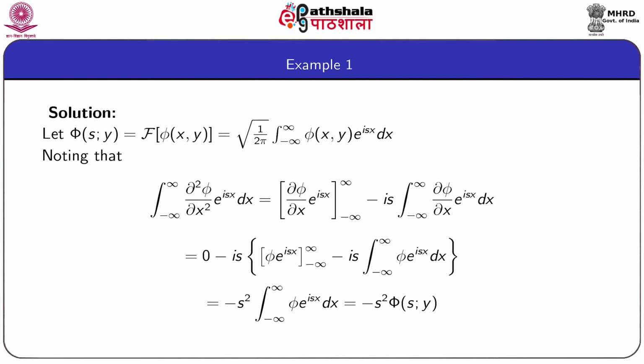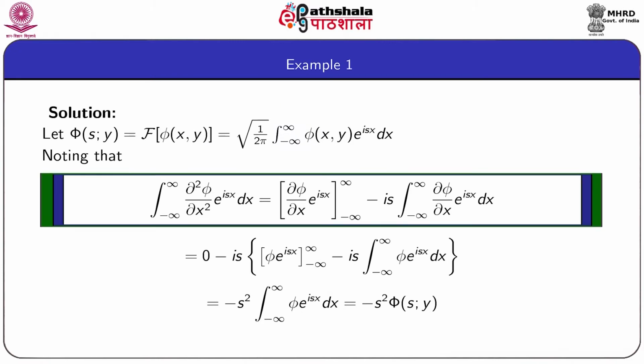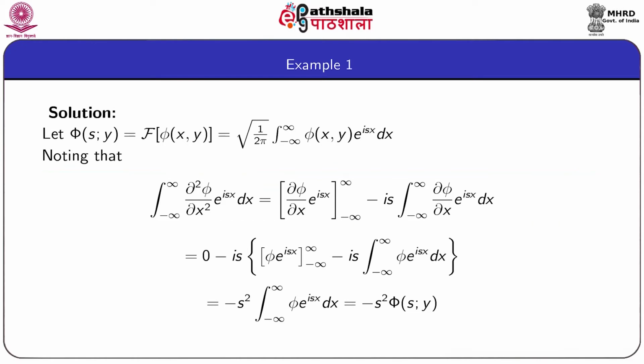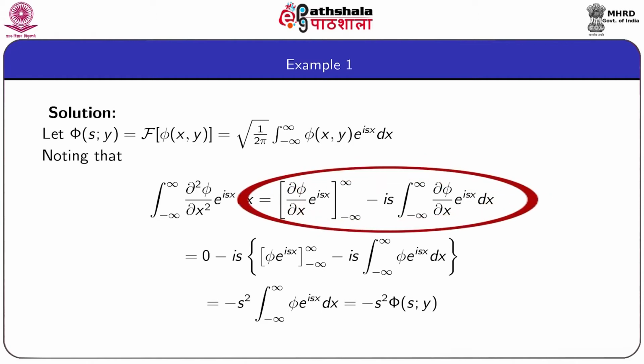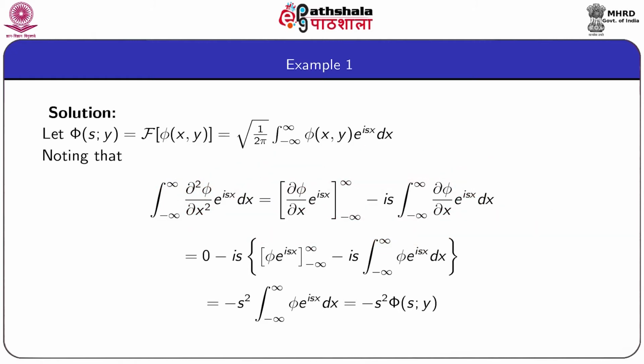Here we note that the integral from minus infinity to plus infinity of ∂²φ/∂x² e^{isx} can be simplified. First we integrate by parts so that we get ∂φ/∂x e^{isx} from minus infinity to plus infinity minus is integral from minus infinity to plus infinity ∂φ/∂x e^{isx} dx.